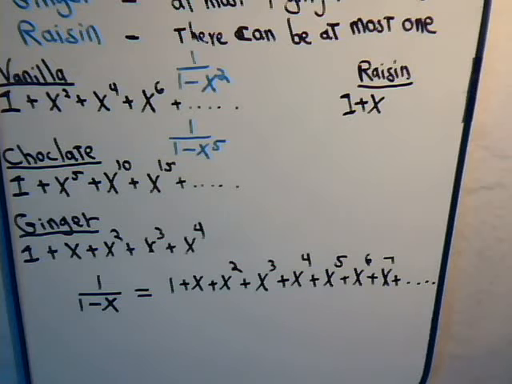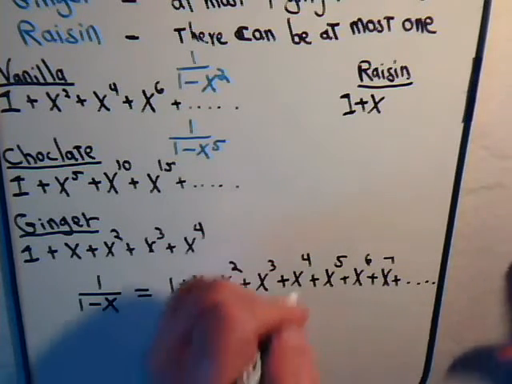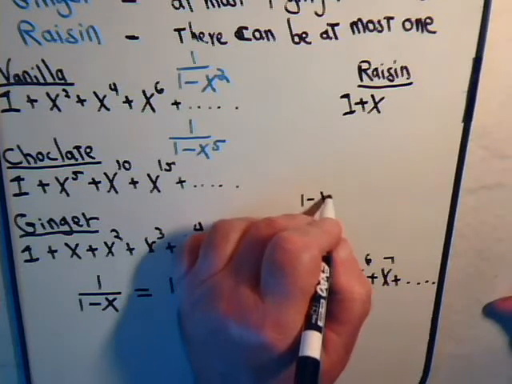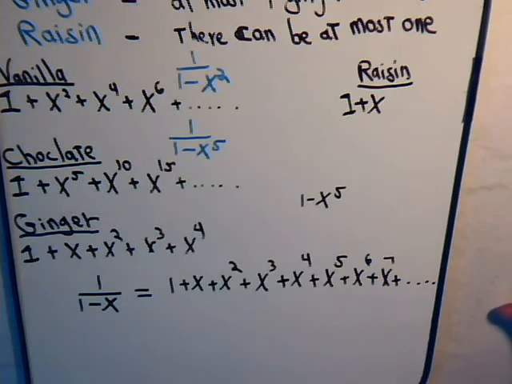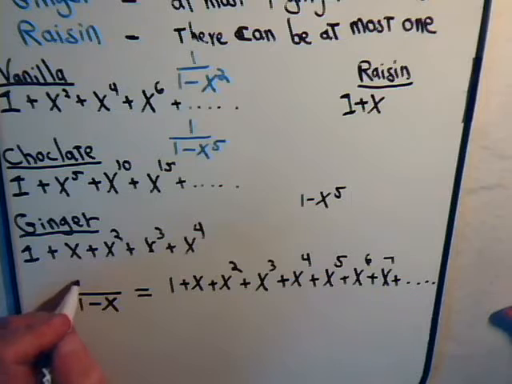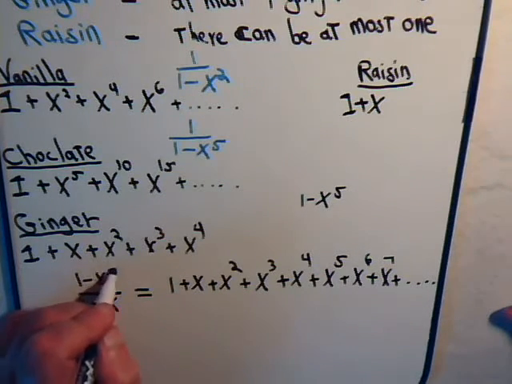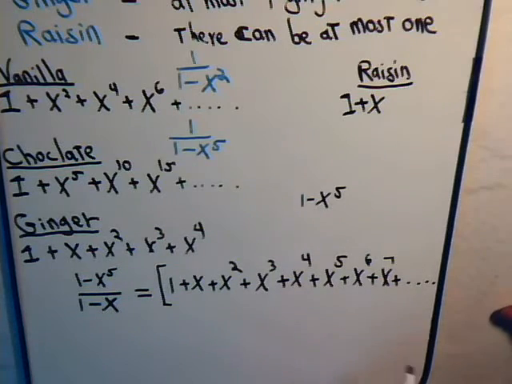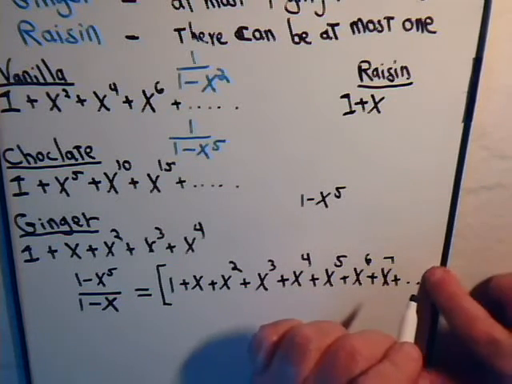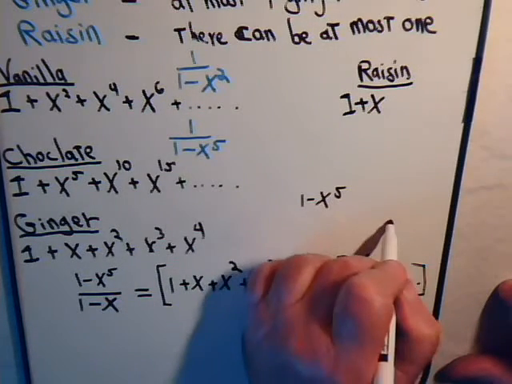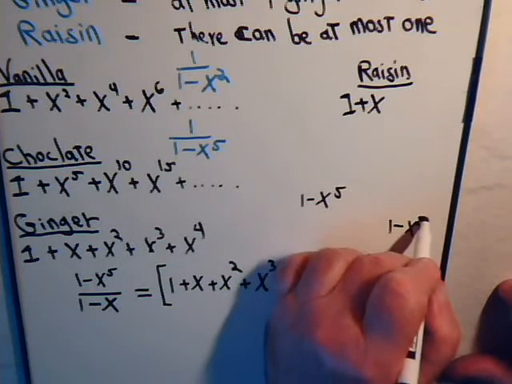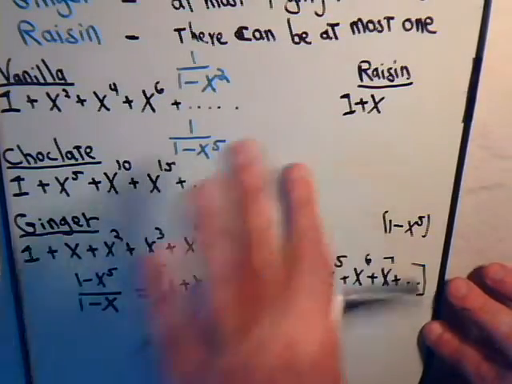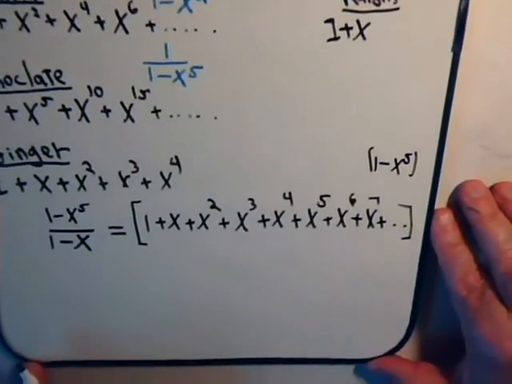Now, where it gets interesting is, what happens if we multiply both sides of this equation by 1 minus x to the 5th? So you multiply this side of the equation by 1 minus x to the 5th, and then we have to multiply this side of the equation times 1 minus x to the 5th. So let's just do it then.